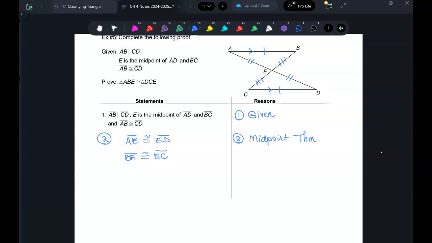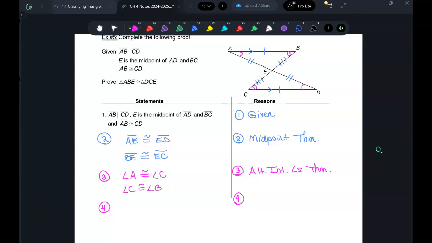But we have parallel lines. How about angle A and angle D? They're alternate interior angles. So alternate interior angles theorem. So are C and B. Okay. Now, we need one more pair of angles.